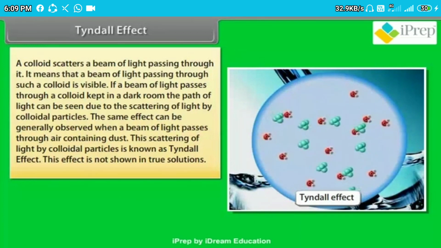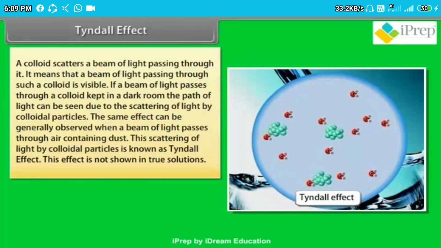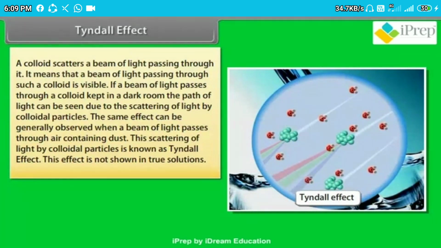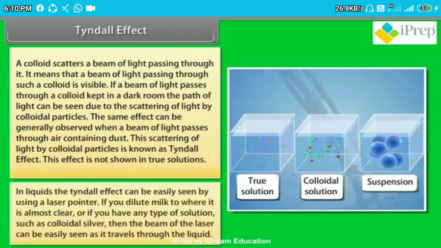The same effect can be generally observed when a beam of light passes through air containing dust. This scattering of light by colloidal particles is known as Tyndall effect. This effect is not shown in true solutions. In liquids, the Tyndall effect can be easily seen by using a laser pointer.